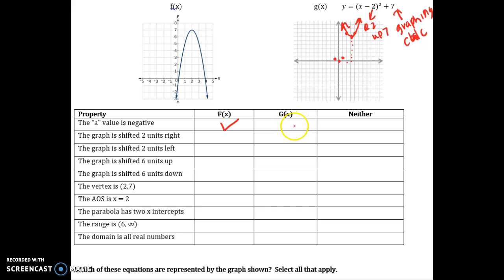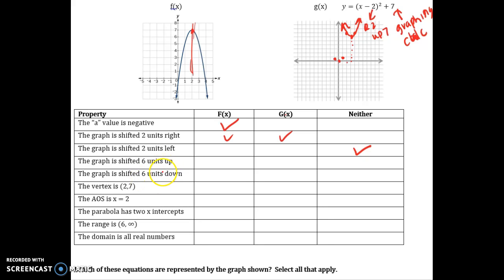So this value is not negative, so no check mark. The graph is shifted 2 units to the right. So this one is 2 units to the right, and so is this one. So both get checks. 2 units to the left. Well, if they go to the right, they can't go to the left.